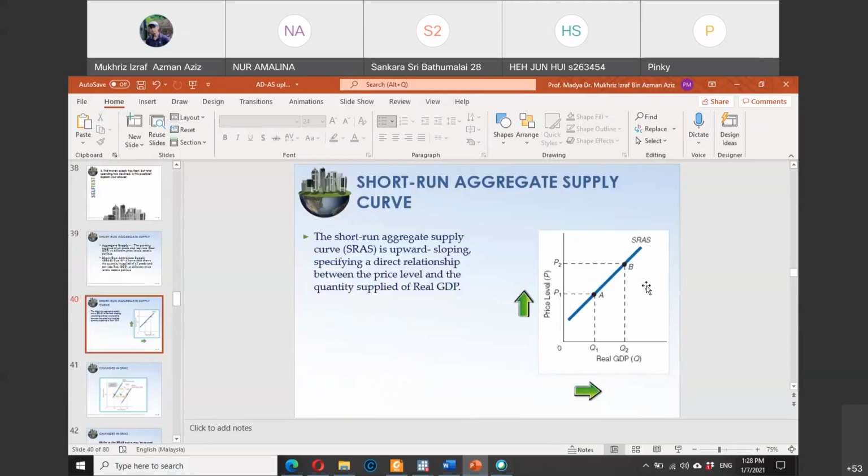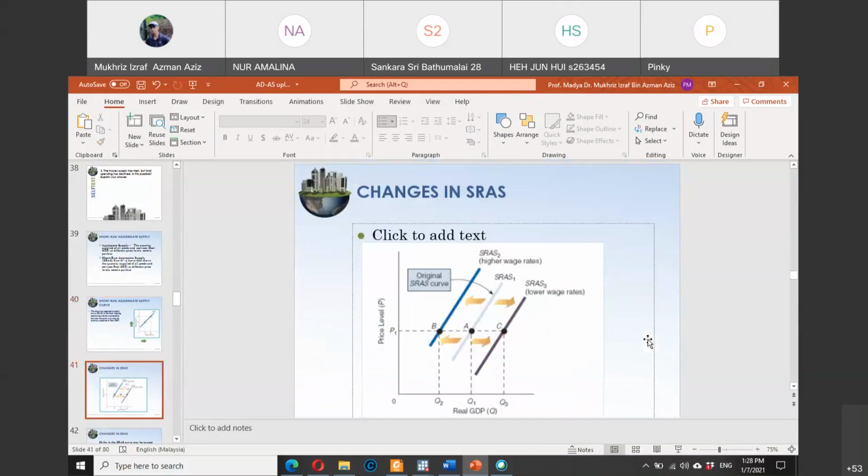Just like aggregate demand, for the short run supply curve, when price increases, quantity supplied will also increase, as we discussed just now. The short run supply curve can also shift to the left or shift to the right. So when does the supply curve shift to the right? For example, here you can see lower wage rates. Why are we talking about wages? Because the supply curve refers to the producer side, and producers need labor, or workers.